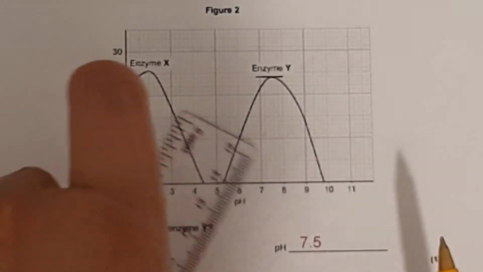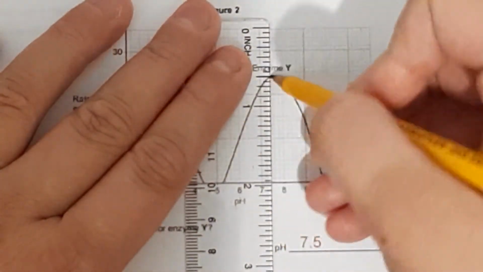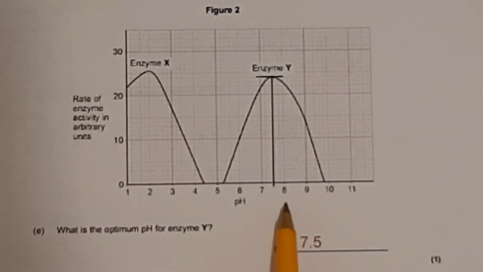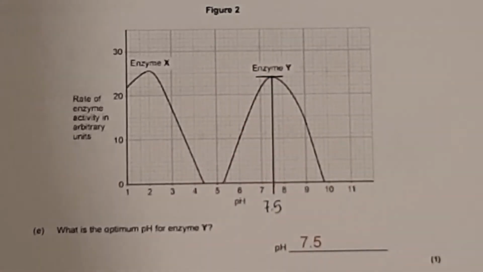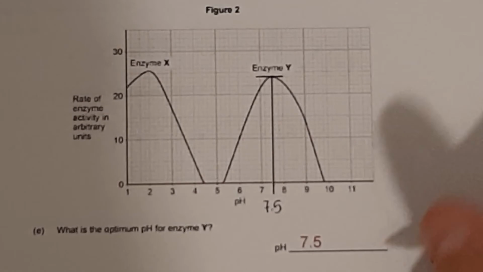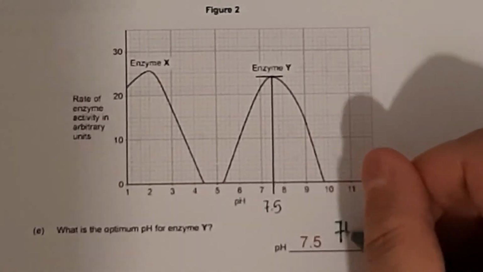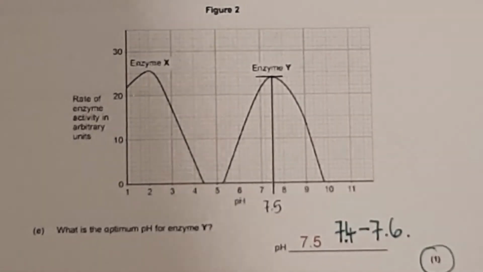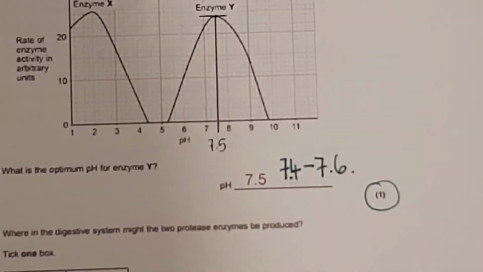Now we're going to take our ruler and draw a line down from the peak of this graph straight down here, and that puts us slap bang in the middle of 7 and 8 for pH, and that pH is 7.5, and so we've written that there. I will accept any answer from 7.4 to 7.6. Okay, so that's worth 1 mark. So any answer from 7.4 to 7.6.